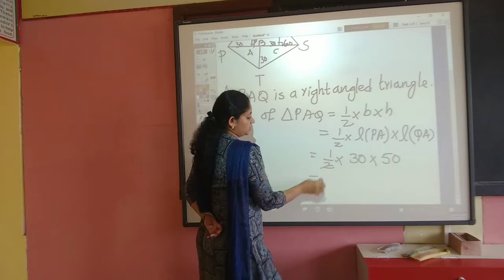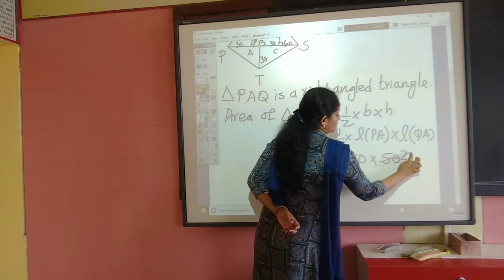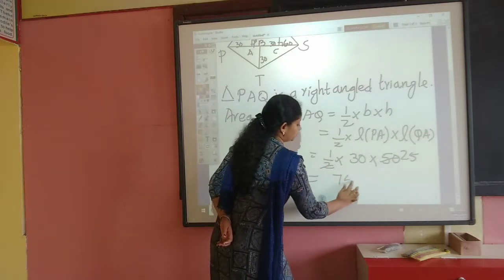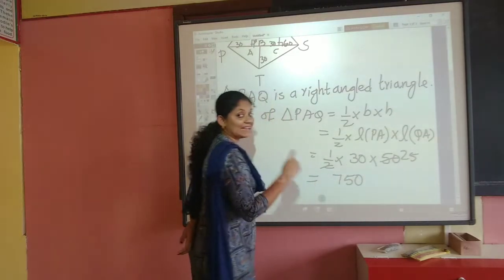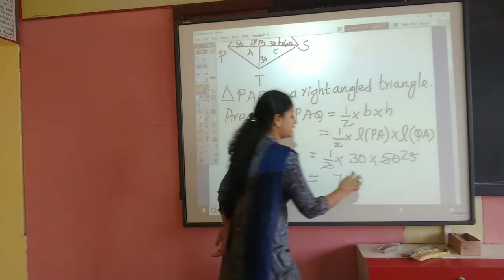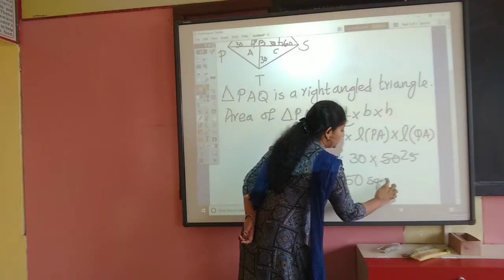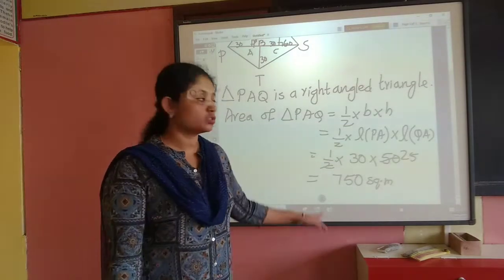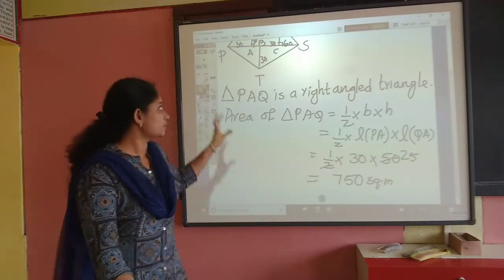So you can cancel 2 and 50, 25s are, okay. So what you will get? 750 as the answer, and it is the area, so we are going to write square meter, because in the question it is mentioned all the measurements are in meter, so we will write square meter. Now first part is done.